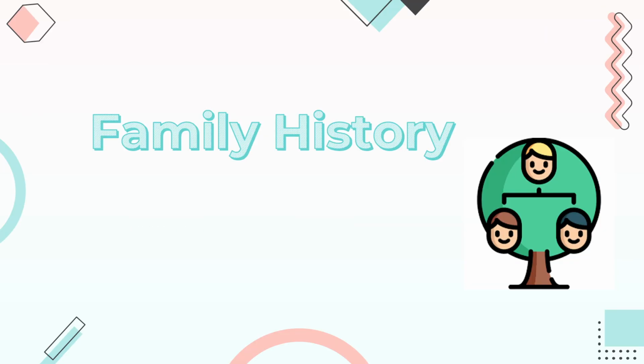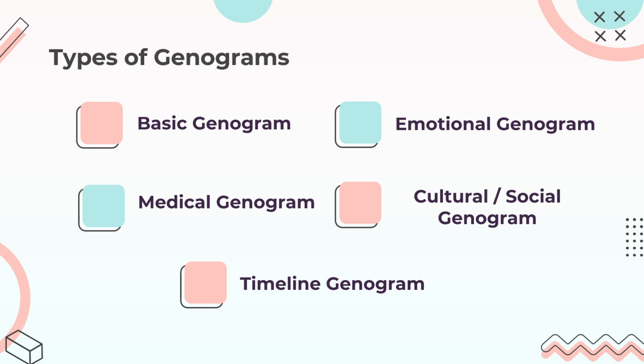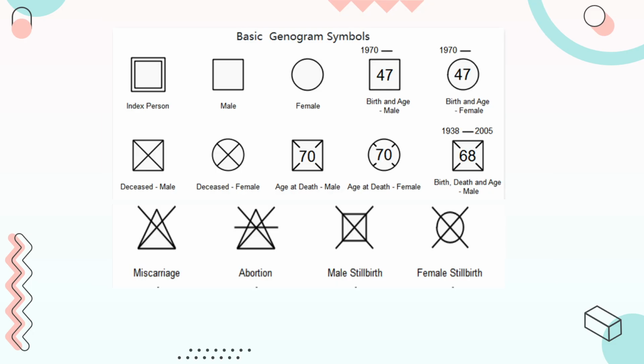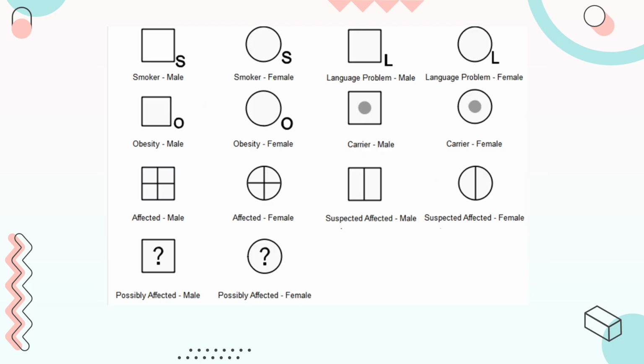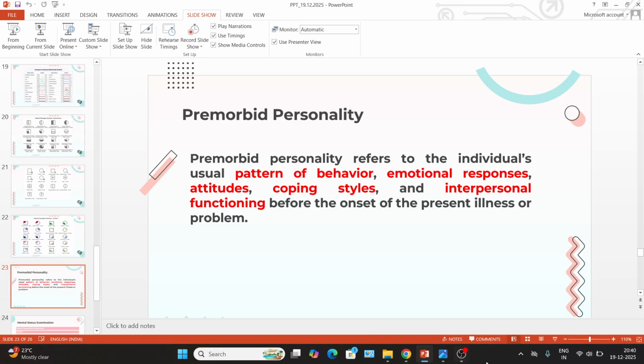We have also seen the histories, the genogram, what the types are, and what the standard symbols and their meanings are. We have seen this for today. So if you have any questions, you can ask now.